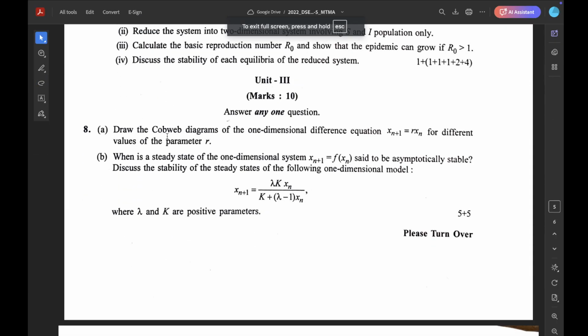Question 8a. Draw the Cobweb diagrams of the one-dimensional difference equation x_{n+1} = r x_n for different values of the parameter r. Question b. When is a steady state of the one-dimensional system x_{n+1} = f(x_n) said to be asymptotically stable? Discuss the stability of the steady states of the following one-dimensional model x_{n+1} = λ k x_n / (k + (λ - 1) x_n), where λ and k are positive parameters.